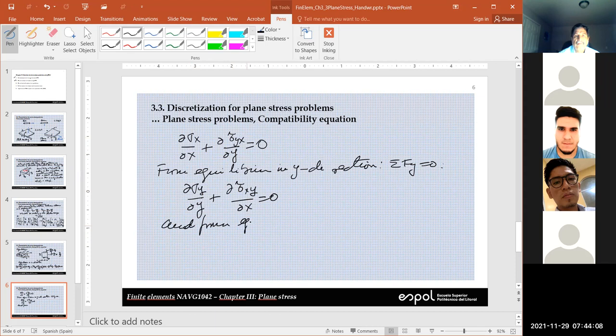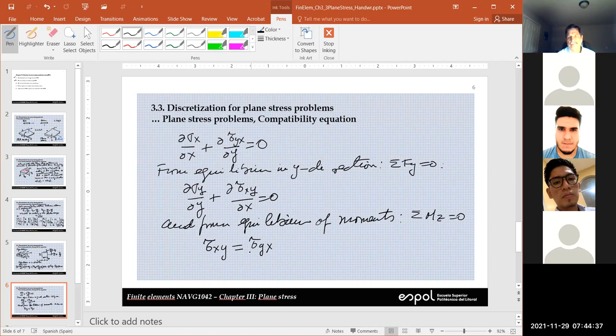And finally, from equilibrium of moment. And that's something that we did in solid mechanics. When we do that, we get that tau xy is equal to tau yx. Okay, so that's summation of moments in the z direction has to be equal to 0. So we have these three relationships, okay, to solve.